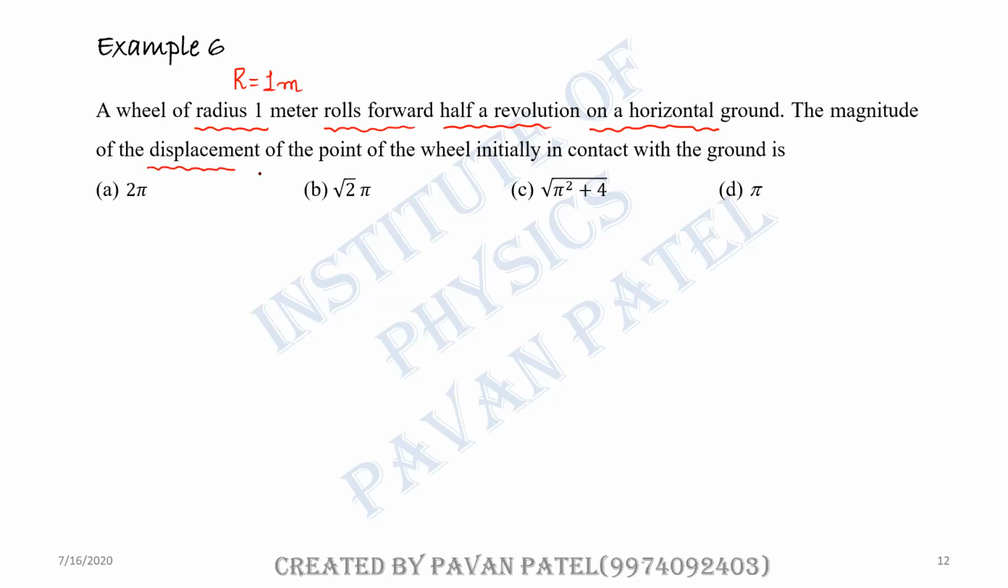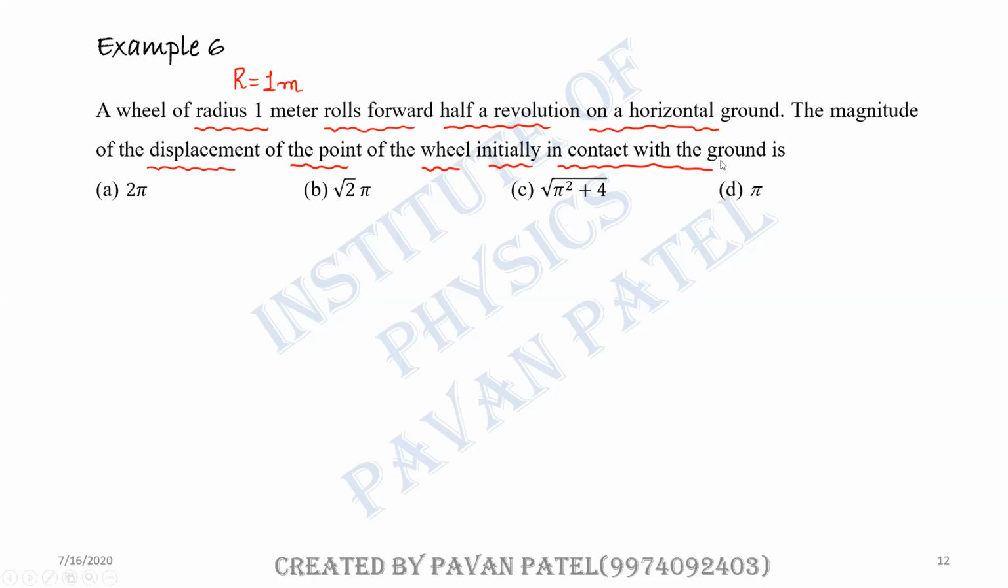We need to find the magnitude of the displacement of the point of the wheel initially in contact with the ground. Whatever point is initially connected at the ground, we want to calculate the displacement of that point after half of the revolution.